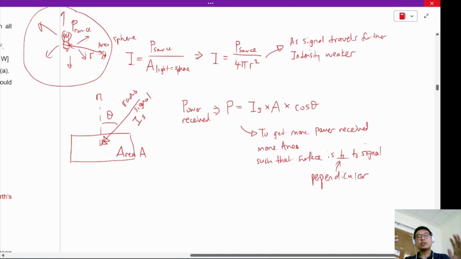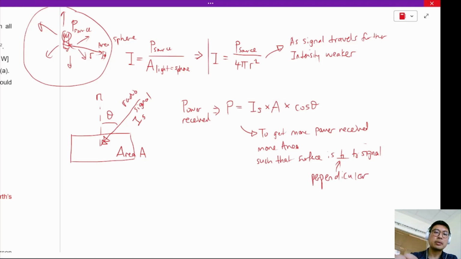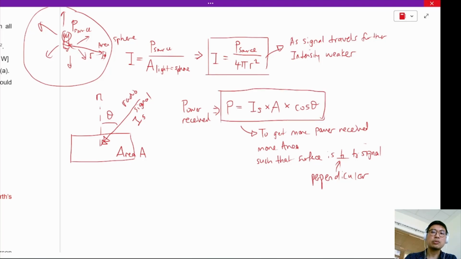So these two equations are what is going to help us for this question. We will need these two equations. The first one is the intensity of a signal as it travels from the source, and the other one is the power received by an area.